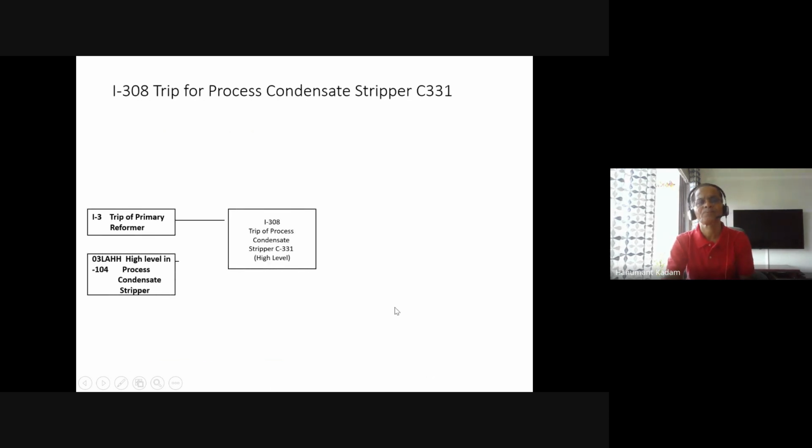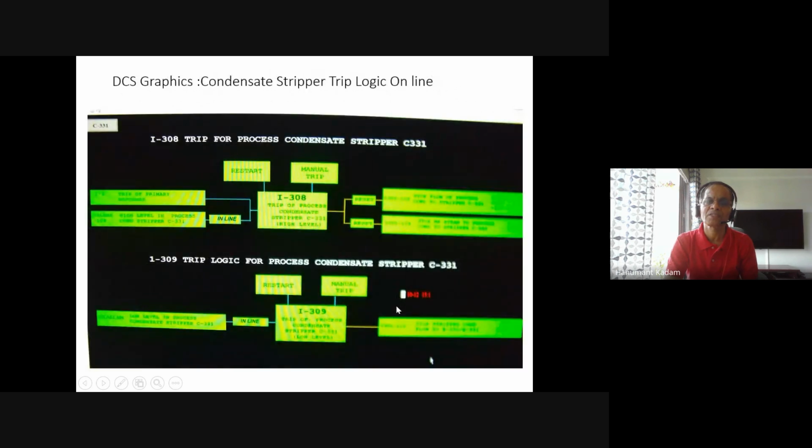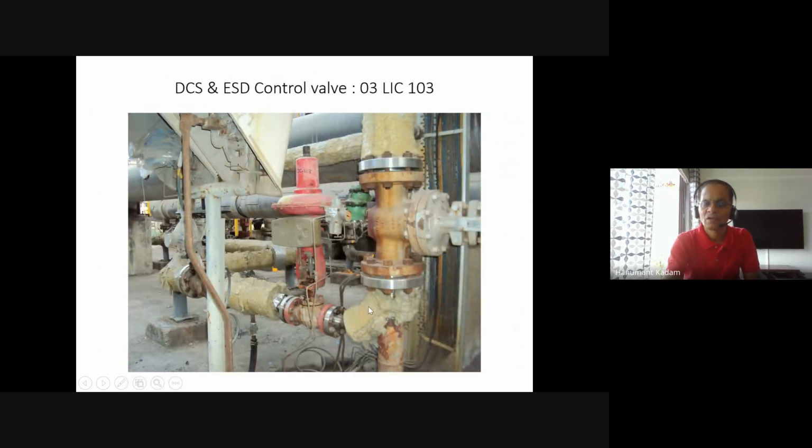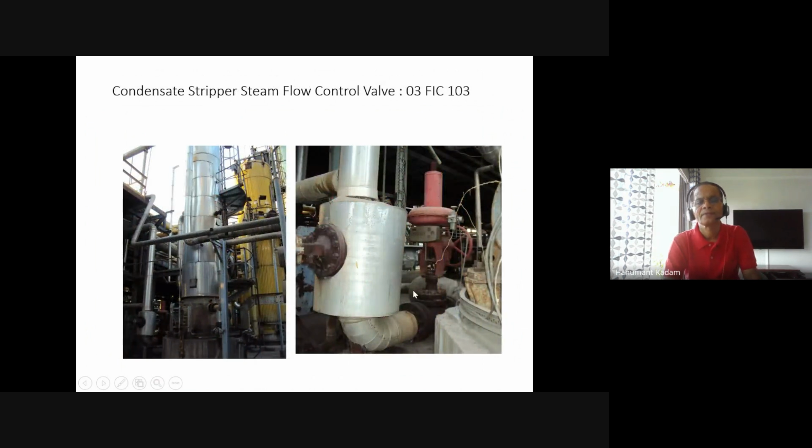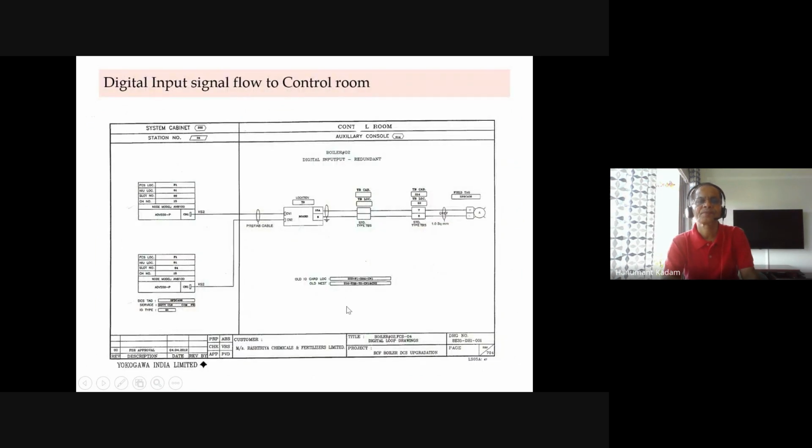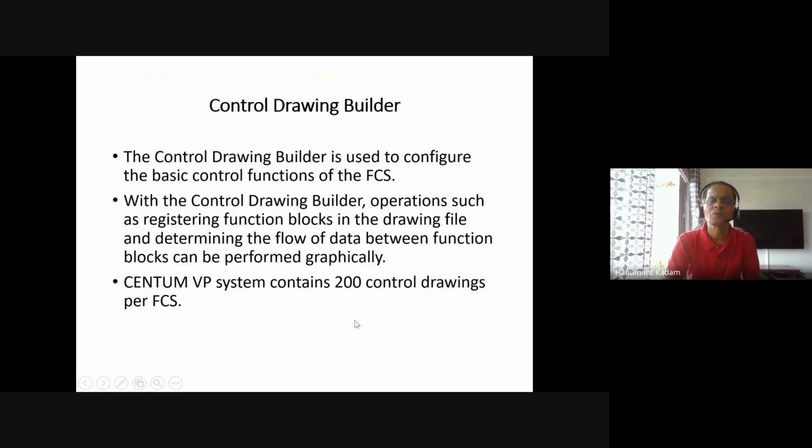So I'm skipping these tripping sections and all. These pictures are related to valves. This is the valve actually used for controlling LIC. This is the valve. So digital input, digital output. So I'm coming to the control drawing builder here.